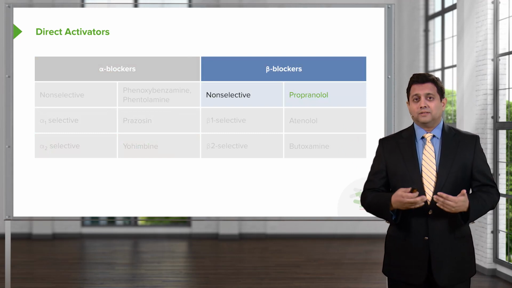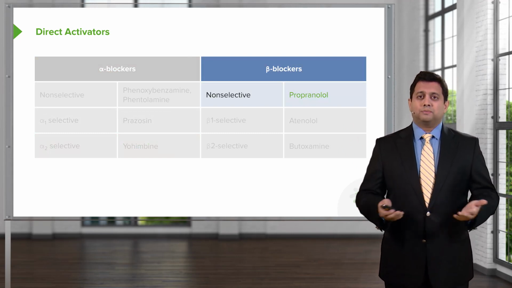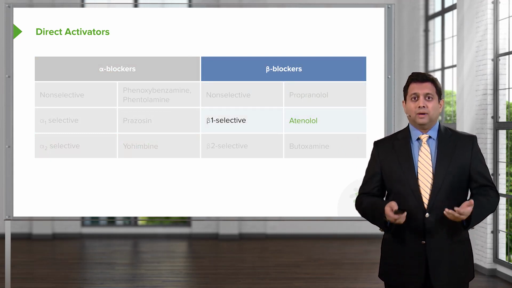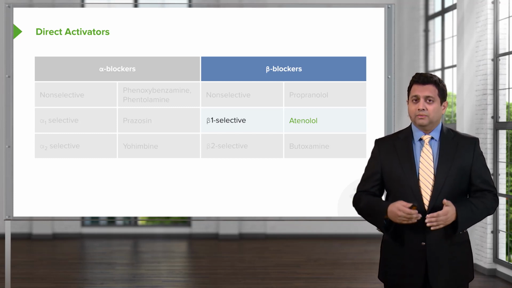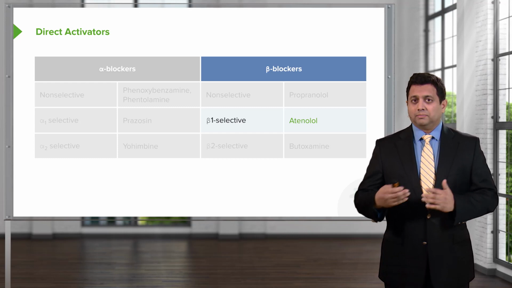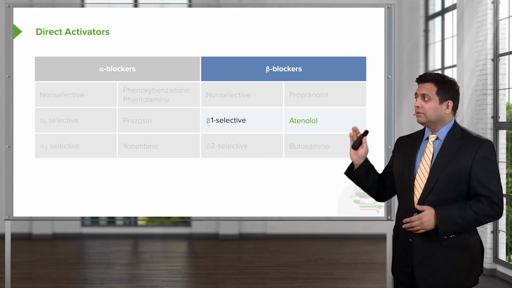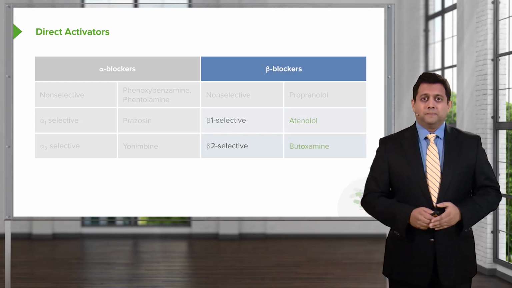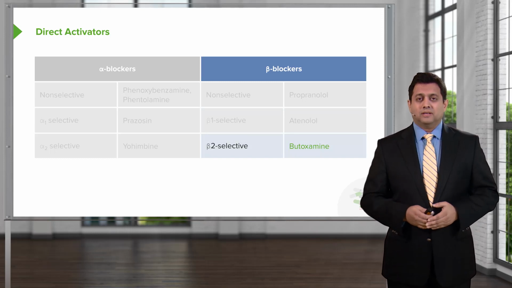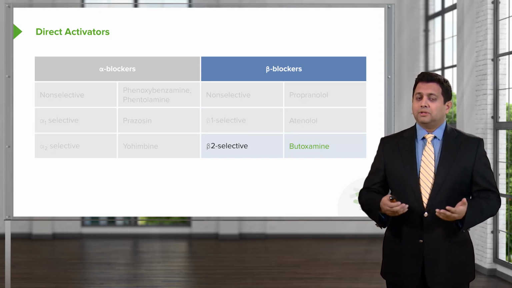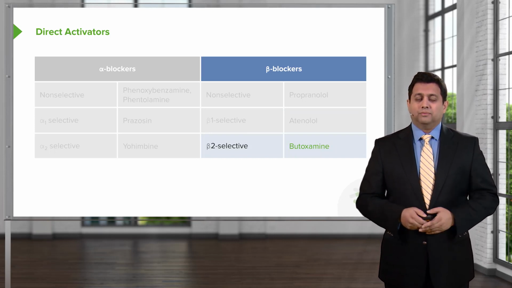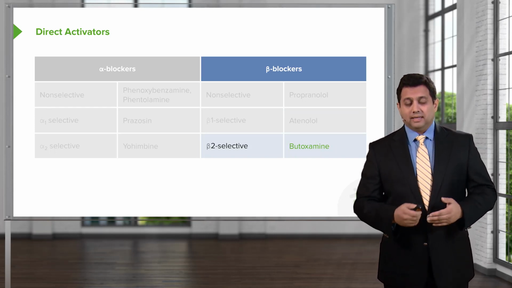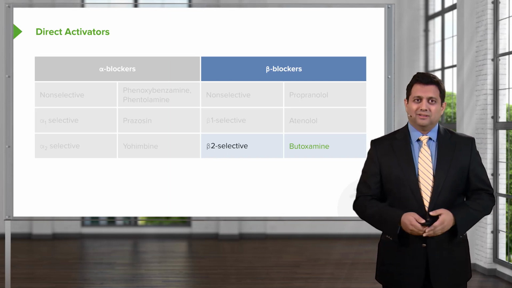Let's talk about beta blockers now. The non-selective prototypical beta blocker is propranolol. Beta-1 selective agent, the example that we always use is atenolol, which is kind of an older beta blocker and replaced by newer ones, but it's the prototypical one that I want you to remember. Beta-2 selective beta blockers is butoxamine, which is almost never used clinically, but it's important for research, and it is the prototypical drug, so you do need to know it.